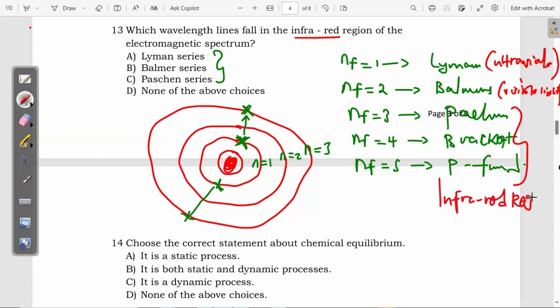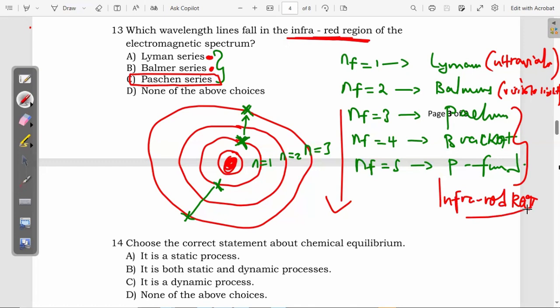Okay, so here they're asking which wavelength lines fall in the infrared region. Among these, which one falls in the infrared? They have put Lyman, but no, this is for ultraviolet. The Balmer is for the visible light. So the Paschen series here is the one that is in the infrared. Starting from the Paschen series and going down, whatever you can go to, the radiation will always be infrared radiation. So we pick C as the best answer there.